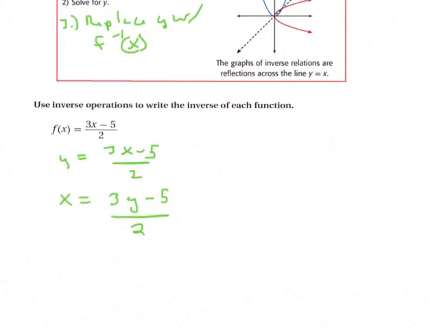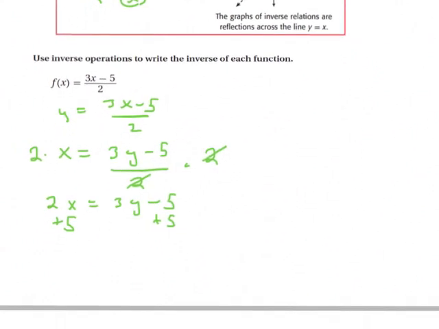So we want to get it by itself. In doing that, first thing I need to do is multiply both sides by 2. So that gets rid of this. So I have 2x is equal to 3y minus 5. Next, we're still getting this by itself, so I see times and I see subtraction. So I'm going to add 5 to both sides.